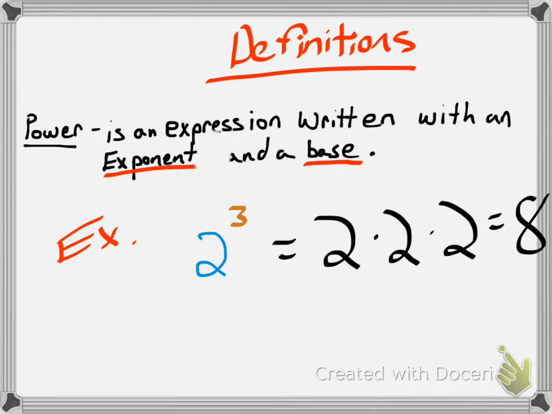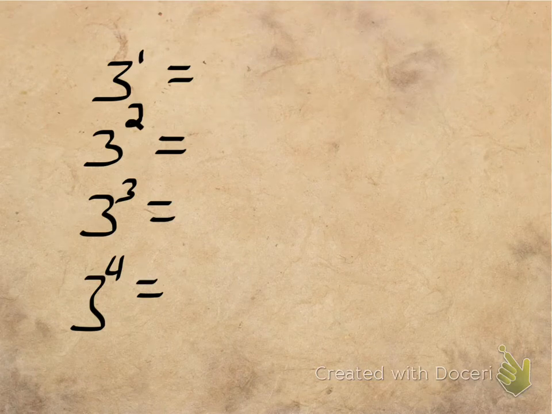Now, this is the base, and this is the exponent. That's really important that you know that. When I say this has a base of 2, this is what I'm talking about. The exponent's 3, this is what I'm talking about. Alright, so here's some ones that you probably already know.